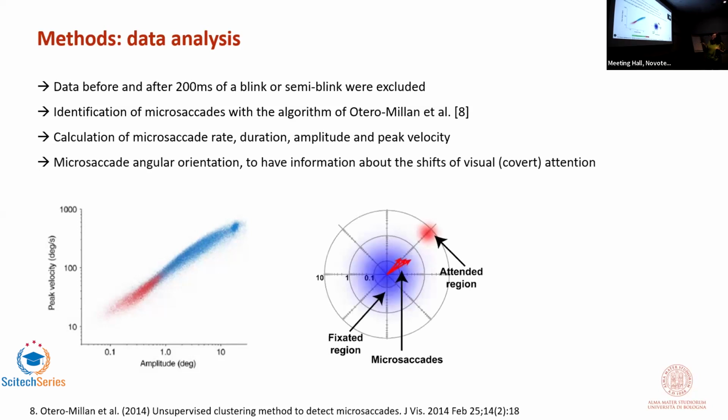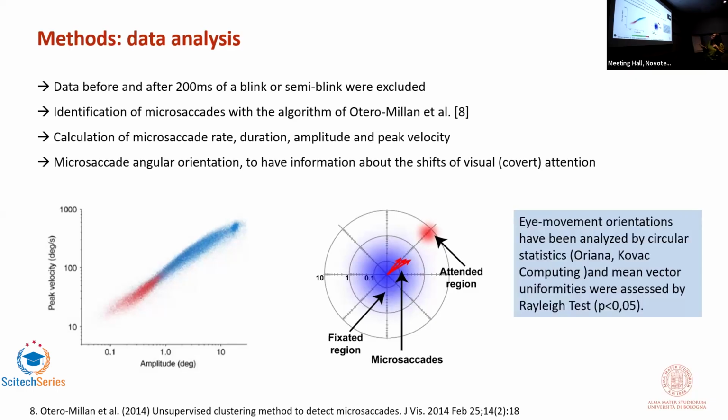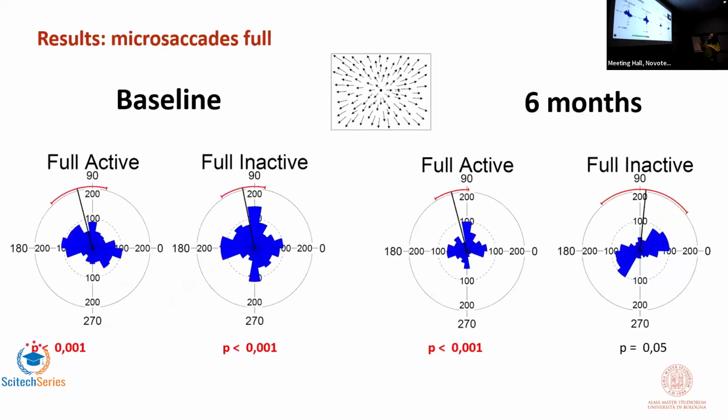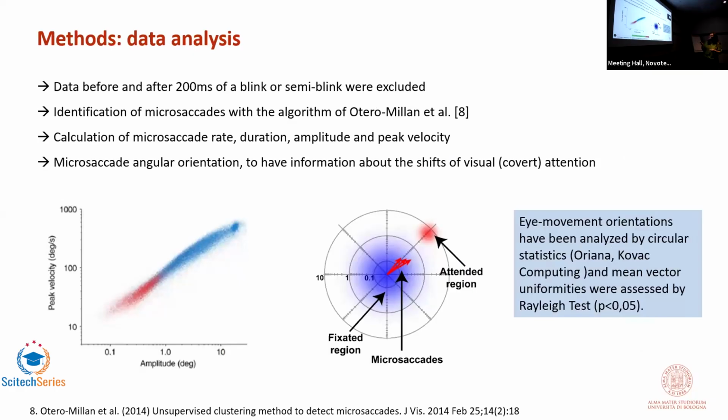In this analysis, because we wanted to see if the microsaccades can indicate the unconscious focus of attention, we used circular statistics. So basically, by studying the microsaccades' angular orientation, we can have information about the focus of attention. We considered each vector of each microsaccade. So for each stimulus, we have about 4,000 to 6,000 microsaccades.